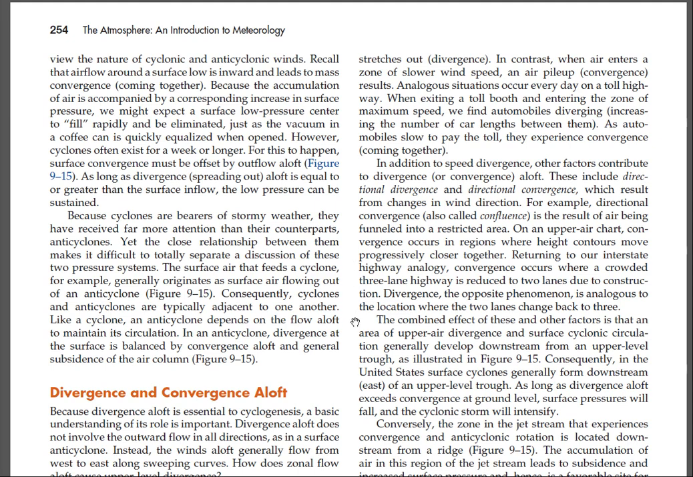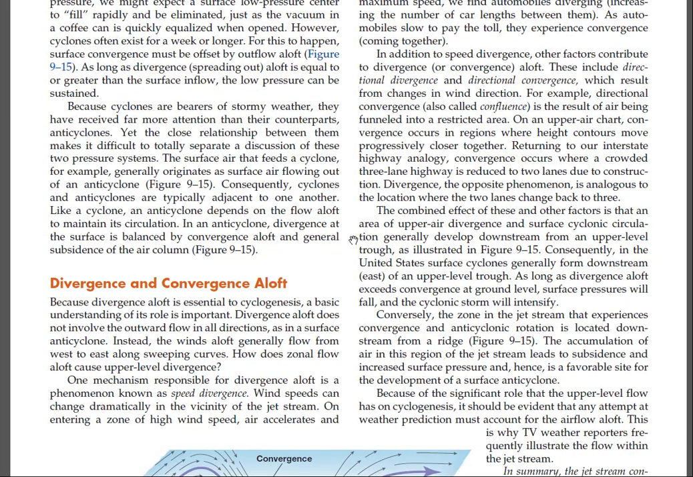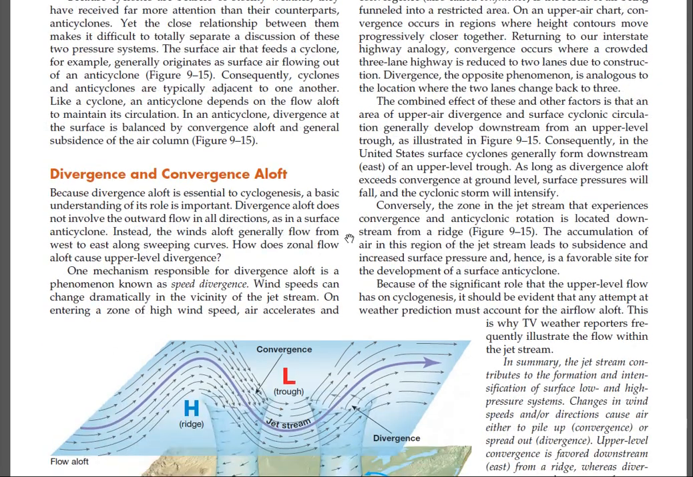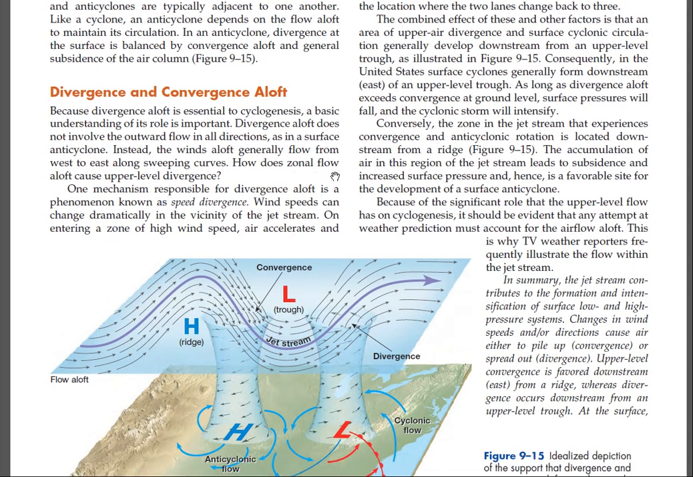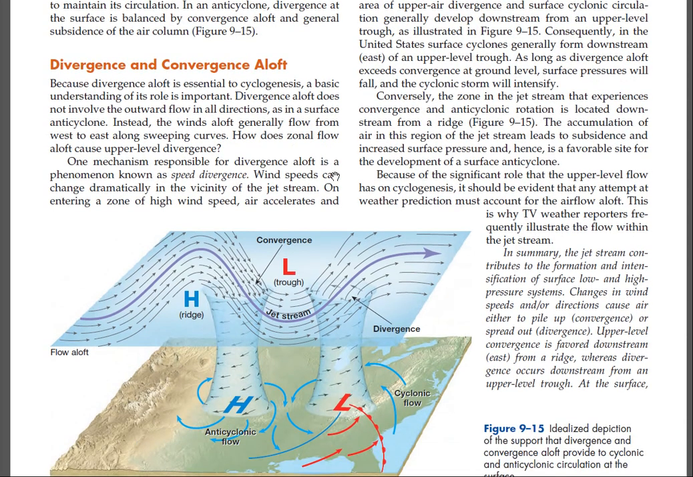The combined effect of these and other factors is that an area of upper air divergence and surface cyclonic circulation generally develop downstream from an upper-level trough, as illustrated in Figure 9.15. Consequently, in the United States, surface cyclones generally form downstream, east, of an upper-level trough. As long as divergence aloft exceeds convergence at ground level, surface pressures will fall, and the cyclonic storm will intensify.